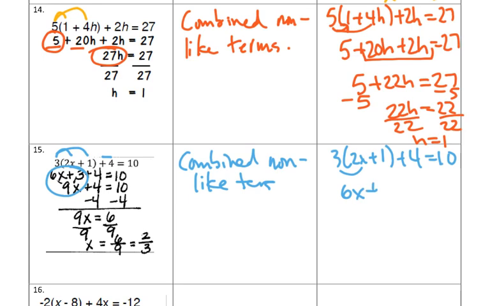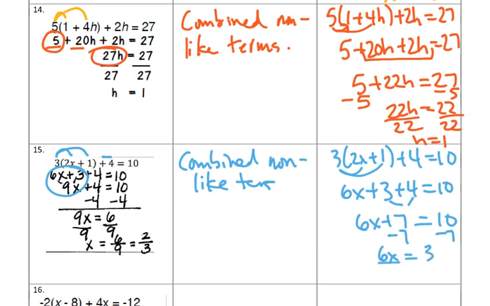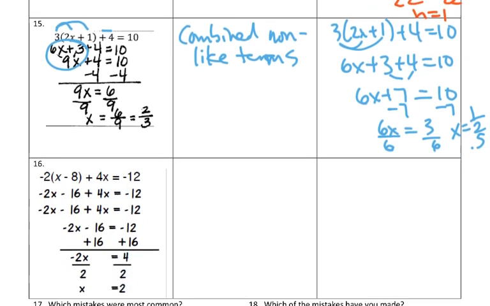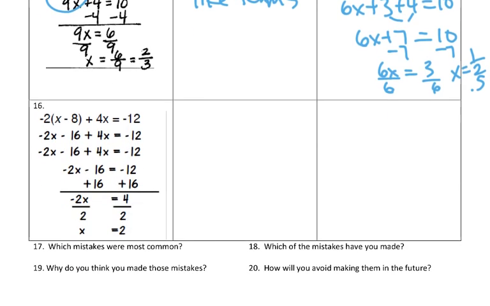We have 6x plus 3 plus 4 equals 10. Combine these two to get 7. So 6x plus 7 would equal 10. Subtract 7, we get 6x equals 3, divide by 6, we get x equals 3/6, which is 1/2 or 0.5. Okay, so once again, combined non-like terms.